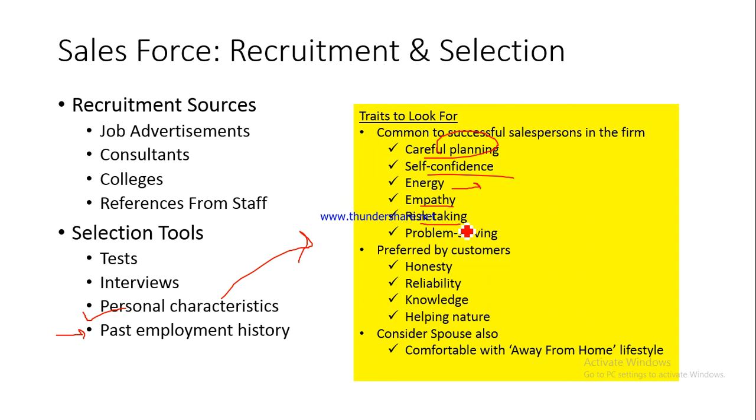If he does not buy, the time and the energy and the money that you have spent trying to approach him, that is basically a waste. So in that sense, the salesperson has to take a risk.